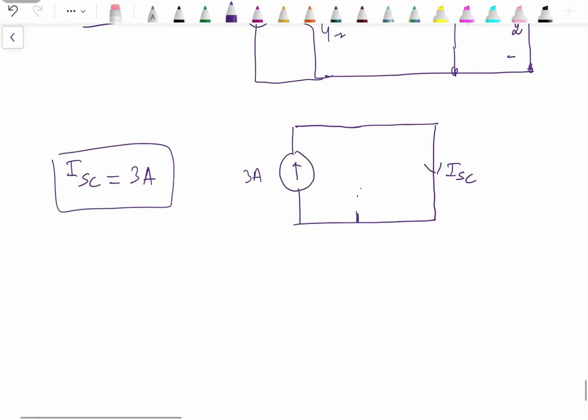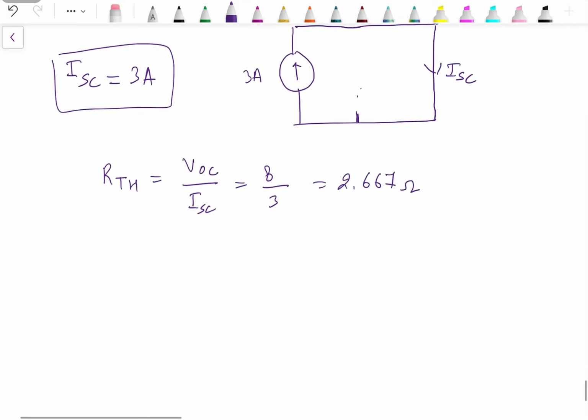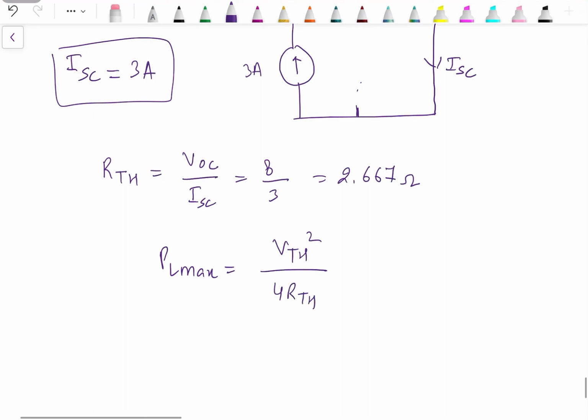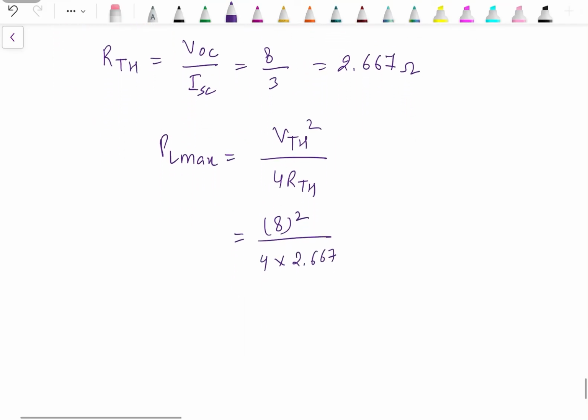ISC is 3 ampere. Then we have to calculate RTH, which is VOC upon ISC. It's 8 by 3, which is 2.667 ohm. PL max is VTH square by 4 RTH. VTH is 8, RTH is 2.667. So which gives us the value of PL max as 6 watt.